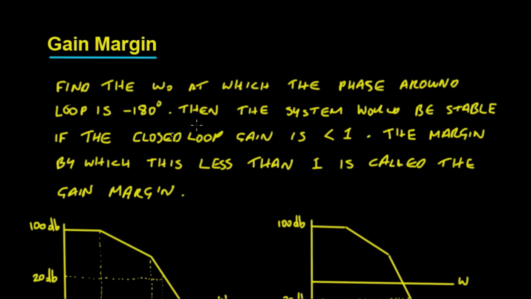Okay, so then the system would be stable if the closed loop gain was less than 1. Okay, because it means that although it's 180 degrees out of phase, at that particular frequency there is no gain in the system, or the gain is less than 1, so it means that the signal would be attenuated as opposed to amplified. Okay, so the margin by which the gain is less than 1 is called the gain margin.